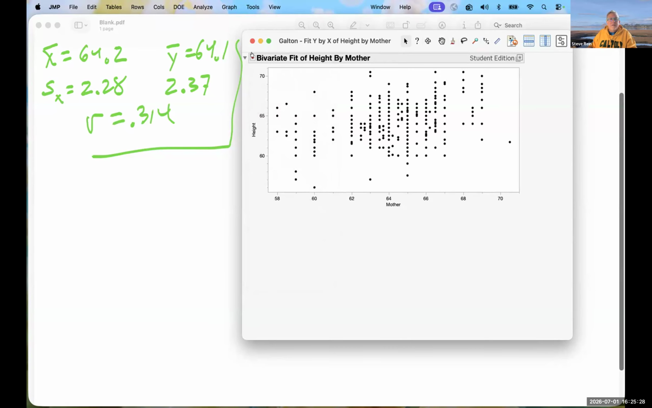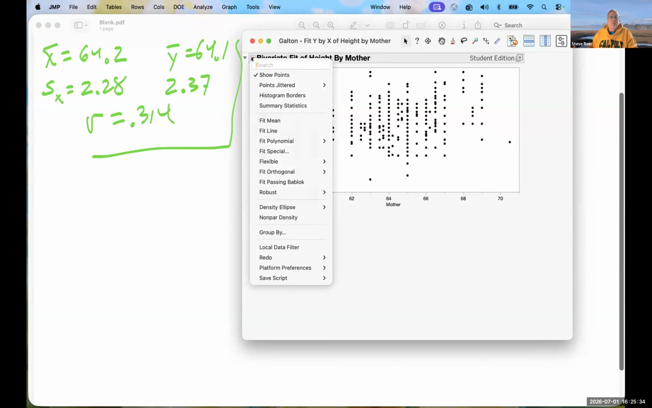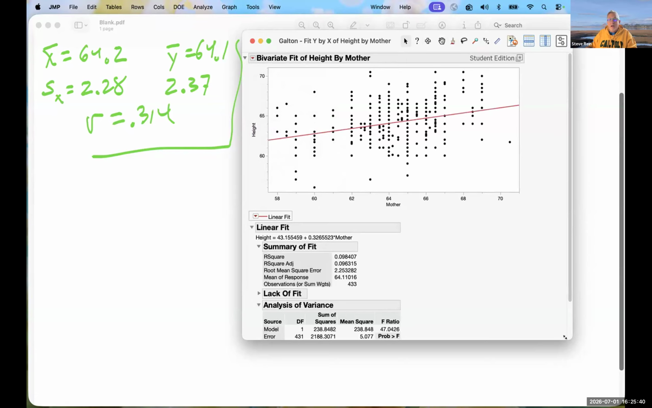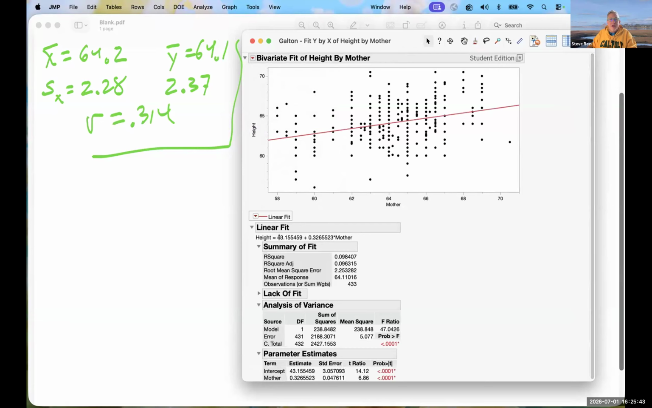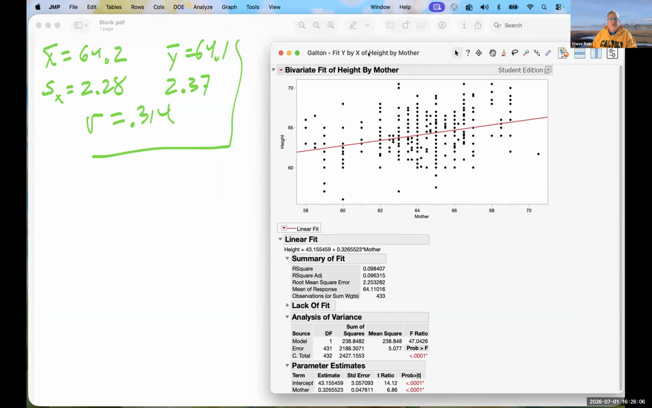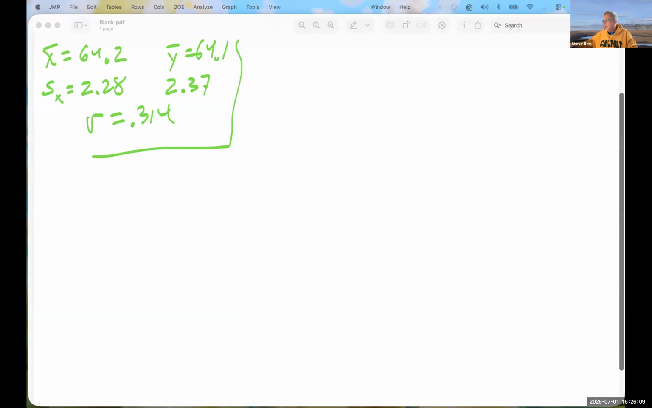Again, with JMP, you've got this little red triangle that says turn some stuff on or off, make your analysis, your plot, your graph a little bit different. Add a line to it. I'm going to draw in that trend line, and I get the equation of a line. We got intercept and then slope. Literally the height of the kid we claim is 43.2 inches, plus 0.327 times the height of mom. Okay, so how do we get these two numbers here? That's really the question. I'm going to move this off to the side, and I will bring it back in a little bit.